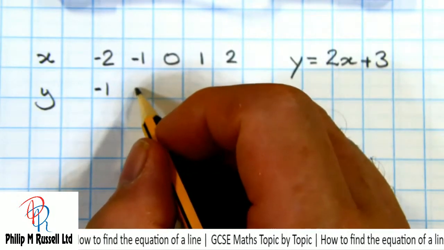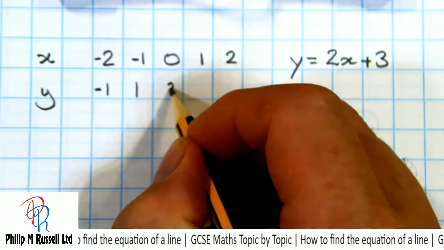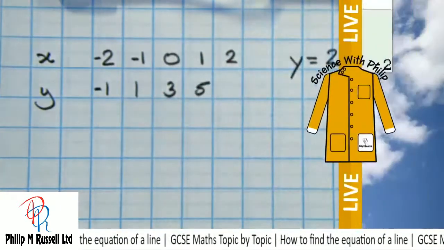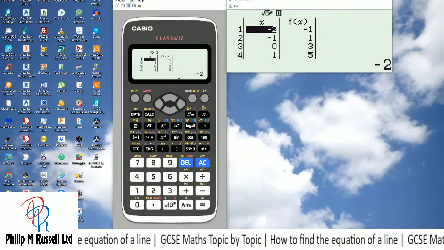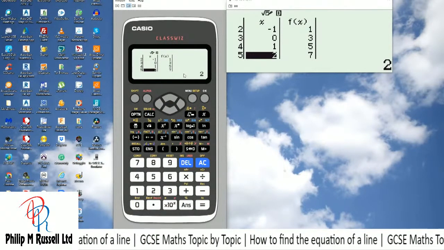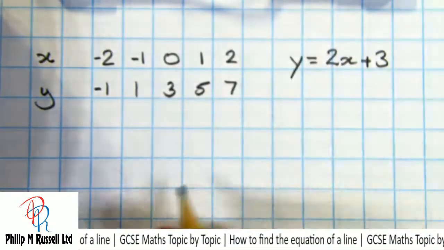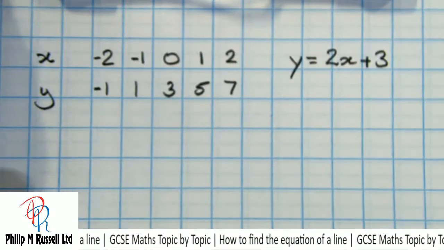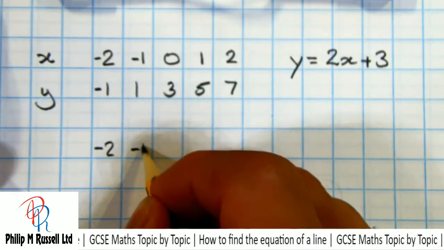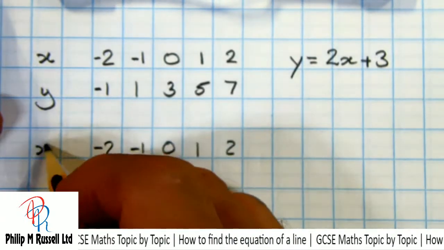At -1 it's going to be 1. At 0 it's going to be 3. At 1 it's going to be 5. And at 2 it's going to be 7. I could have worked this out manually just as well. I'll just do that for you just to show you how I would go about it.